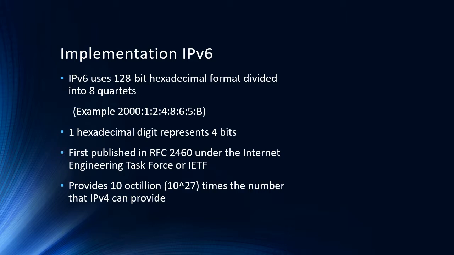IP version 6 was first published by the Internet Engineering Task Force under RFC 2460 in 1998. This document describes the definition, purpose, and functionality of the IP version 6 protocol. The potential amount of unique addresses for IP version 6 is 10 octillion times what IP version 4 could provide. In other words, you need to get out your calculator to try to compute that number because it is very large.